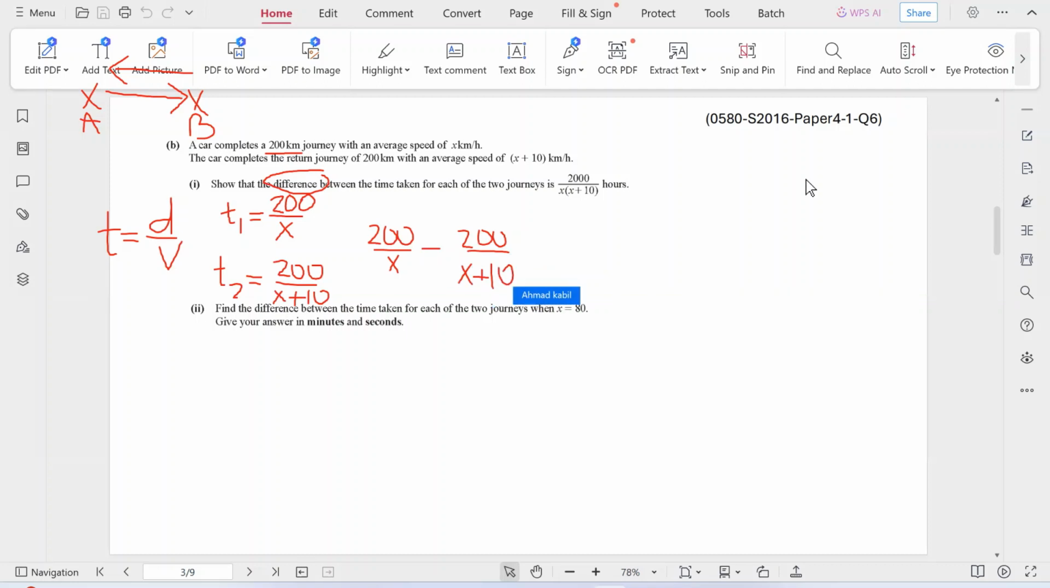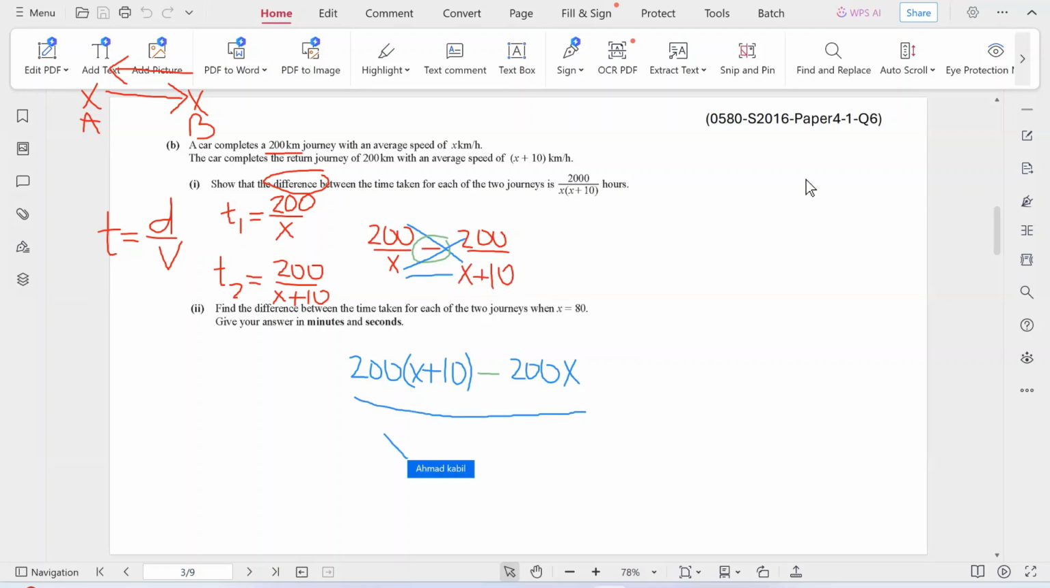And this becomes a rational expression problem where we have fractions and we need to get a common denominator. To get a common denominator, I multiply using the butterfly technique. If you're familiar with it, I just cross multiply these two together. So 200 times x plus 10. And then I insert the same sign that I have here, so a negative sign. And then I cross multiply these two together, and I get 200x. And this is over the product of these two expressions, so x multiplied by x plus 10.